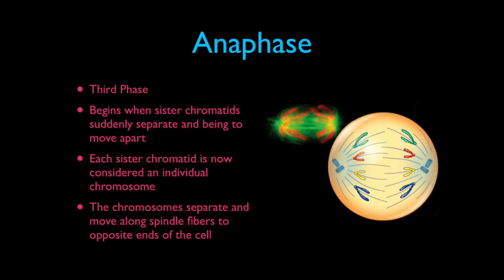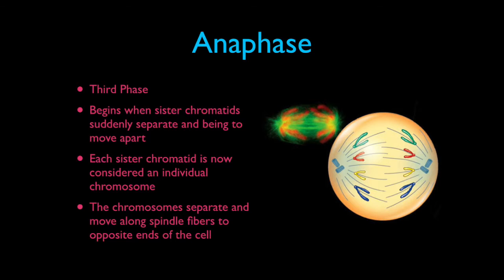The third phase is known as anaphase. Anaphase begins when sister chromatids suddenly separate and begin to move apart. Each sister chromatid is now considered an individual chromosome. The chromosomes separate and move along spindle fibers to opposite ends of the cell. So when you draw your picture, make sure you draw that all of your X's have now technically become V's. They're separating from each other.